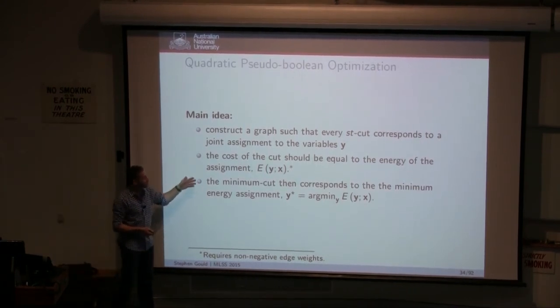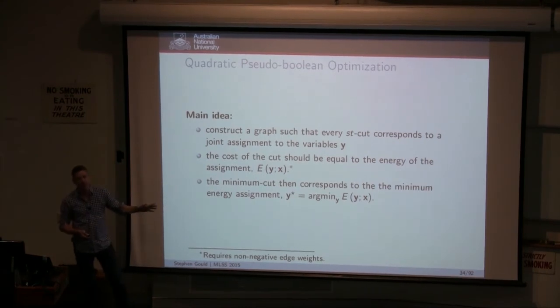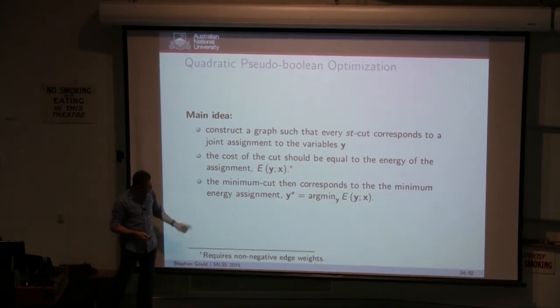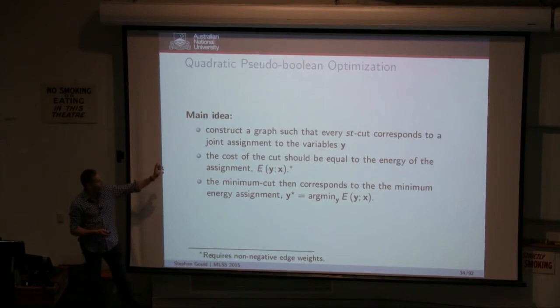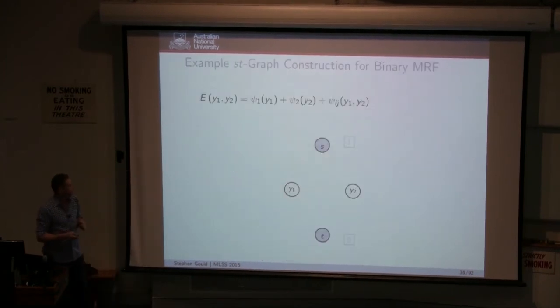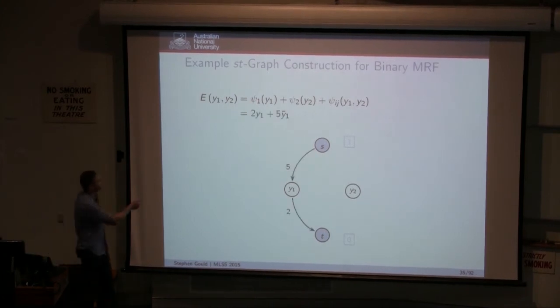And this whole construction is going to rely on the fact that the energy function is submodular, because in order to do graph cuts, I need the weights on the graph to be non-negative. All right? So let me show you how we're going to do this.